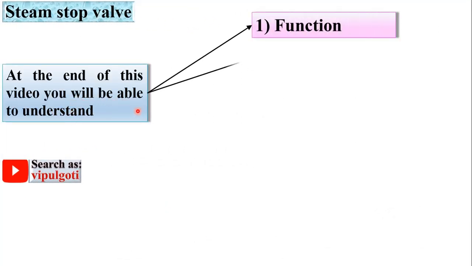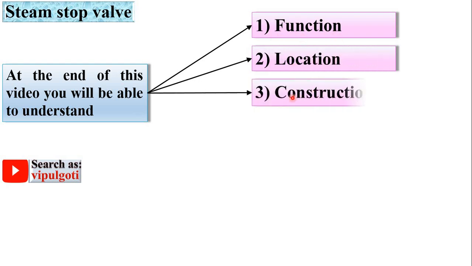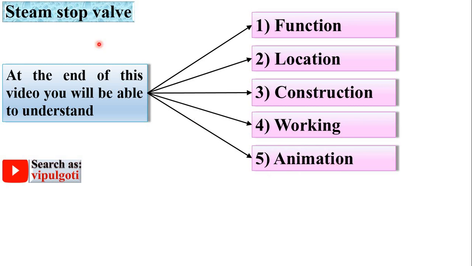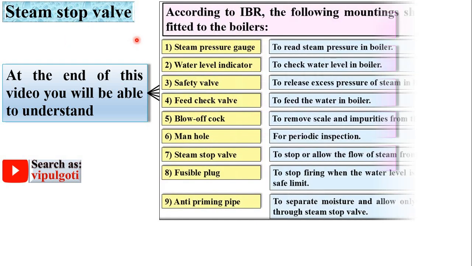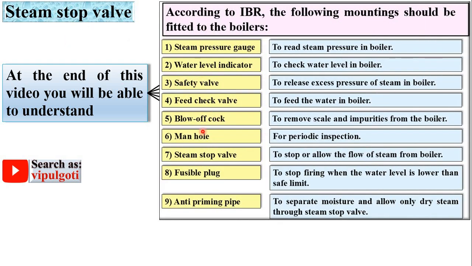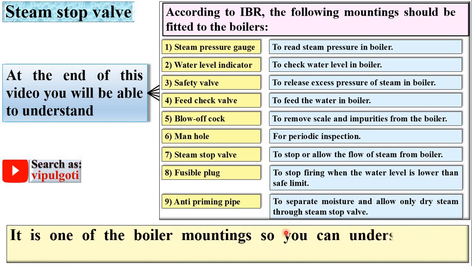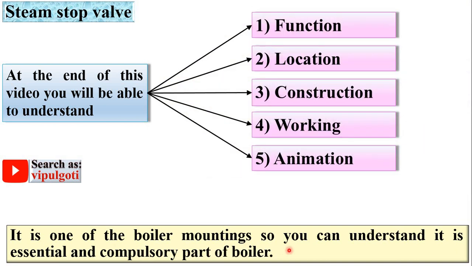At the end of this video, you will be able to understand the function, location, construction, working and animation of the steam stop valve. And here you can see, according to IBR, the following mountings should be fitted on the boiler. And here you can see it is the boiler mountings. So it is one of the boiler mountings. So you can understand it is an essential and compulsory part of the boiler.